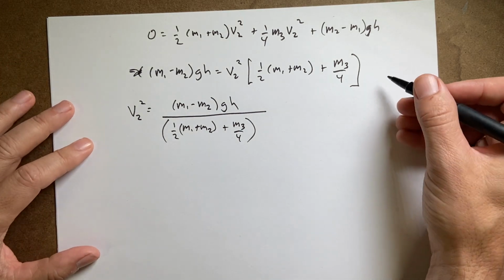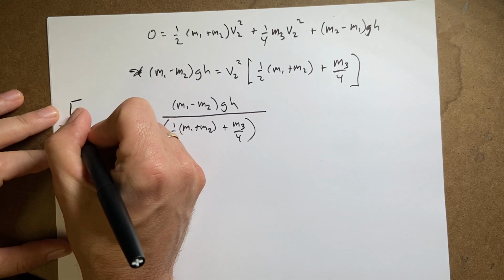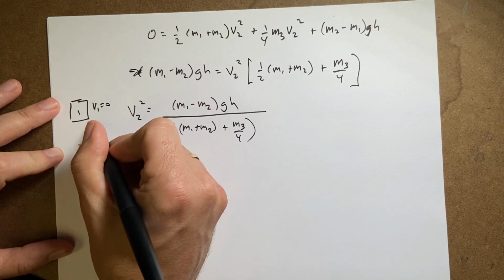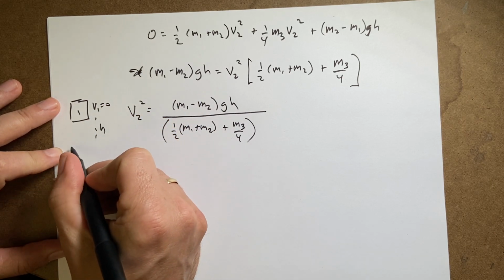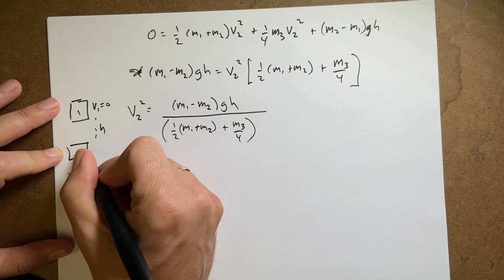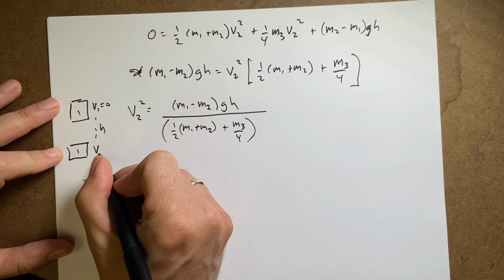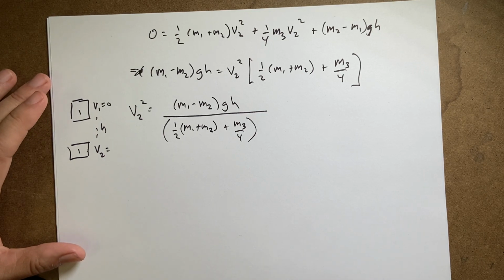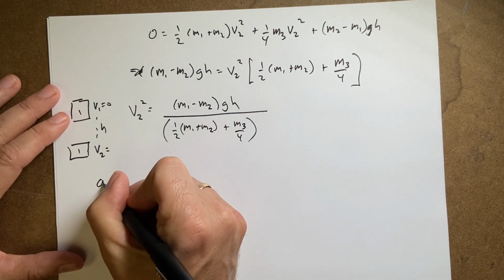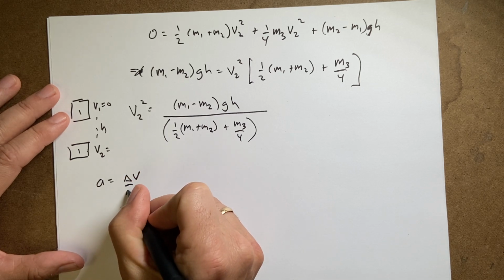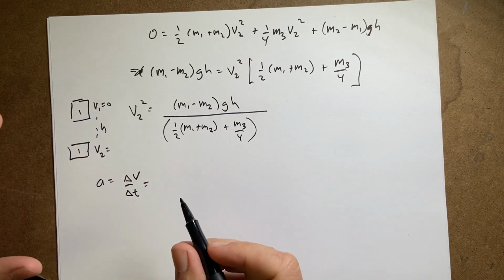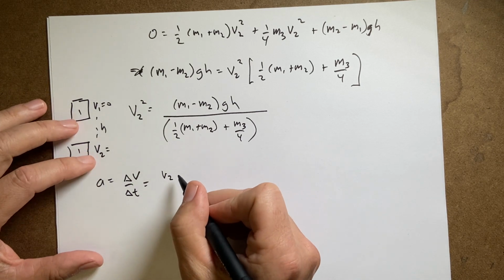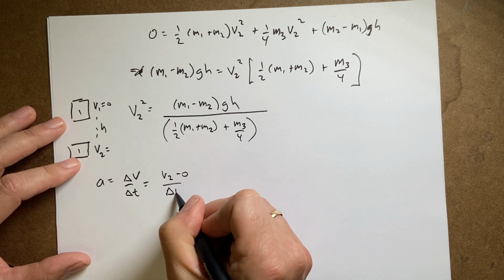Okay, so let's think about this. I want to find the acceleration, right? So here I have my block 1. It starts with v1 equals 0, and it moves down here a distance h, and down here it's still block 1, v2 equals that stuff. So how do I find the acceleration? Well, the acceleration is defined as a is the change in velocity over the change in time. So I know the change in velocity is just going to be the final velocity, v2. I'm finding the magnitude here. v2 minus 0 over delta t.